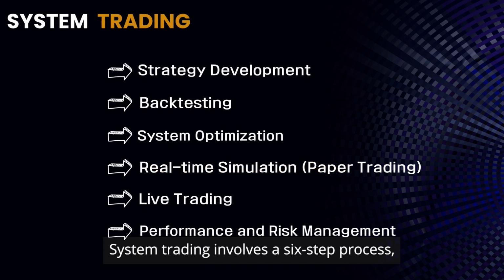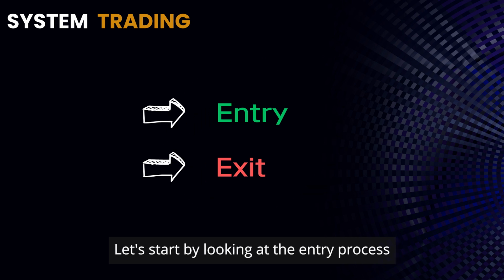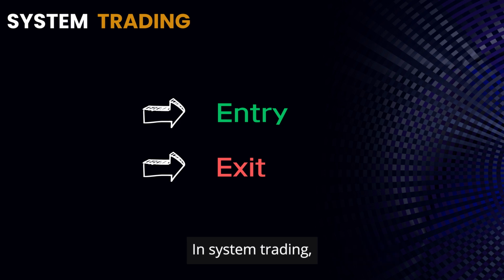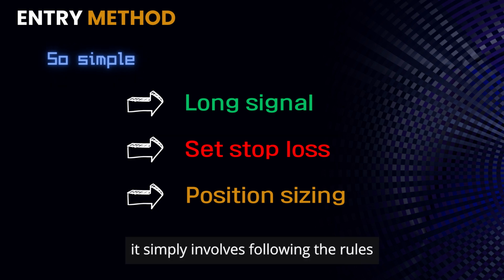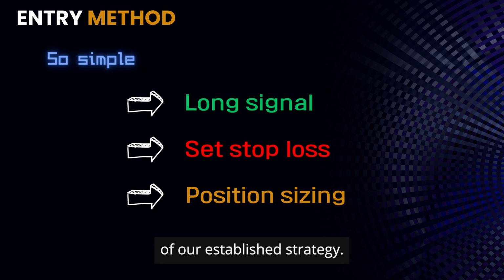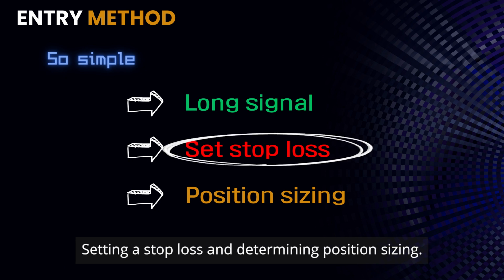System trading involves a 6-step process. But at its core, trading is a repetitive cycle of entry and exit. Let's start by looking at the entry process. In system trading, entry is straightforward. It simply involves following the rules of our established strategy. Upon entry, two essential actions must be performed: setting a stop loss and determining position sizing.